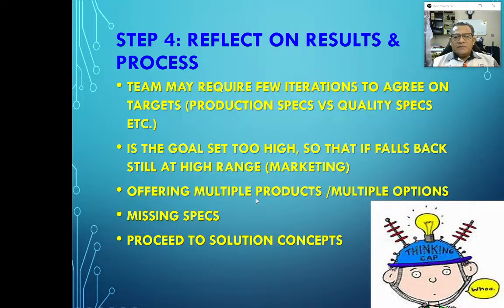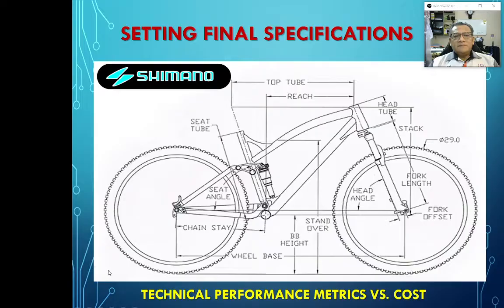Okay, you could offer multiple products, like product design A, design B, and design C. There must be no missing specs, which are derived from customer needs, right? And then you proceed to the most viable solution concept. Okay, say this is the setting of the final specification.